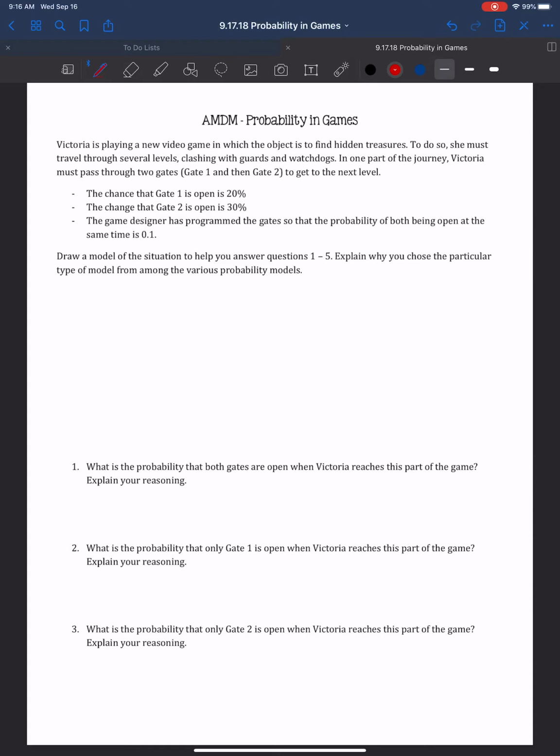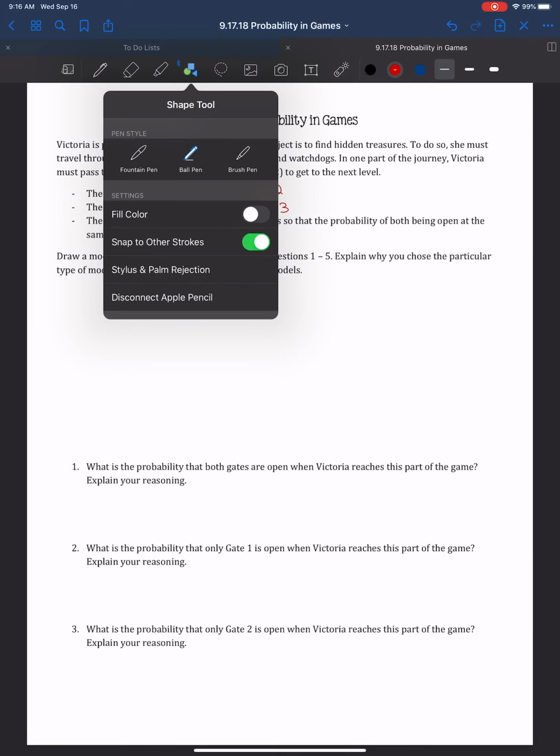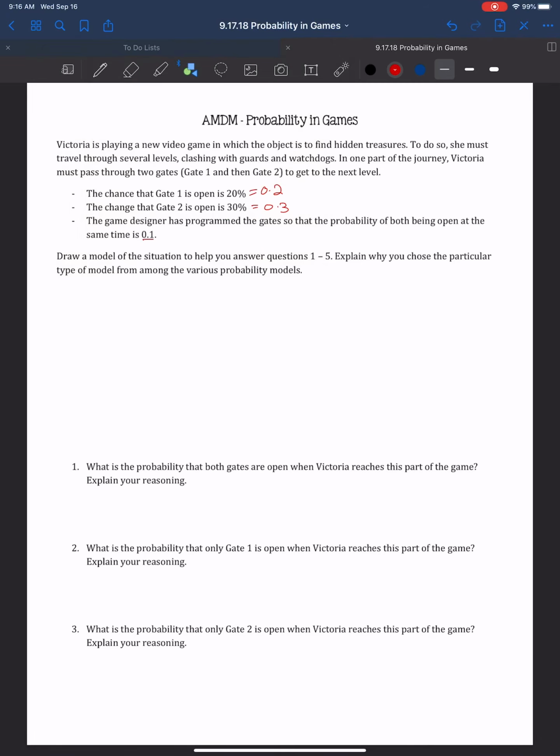next level. The chance of gate 1 being open is 20%, which is the same thing as 0.2. The probability that gate 2 is open is 30% or 0.3. And the game designer programmed the gates so that the probability of both being open at the same time is 0.1. So it says draw a model of the situation to help you answer questions 1 through 5. So we're actually going to do two models here. We're going to be looking at a Venn diagram and a tree diagram.